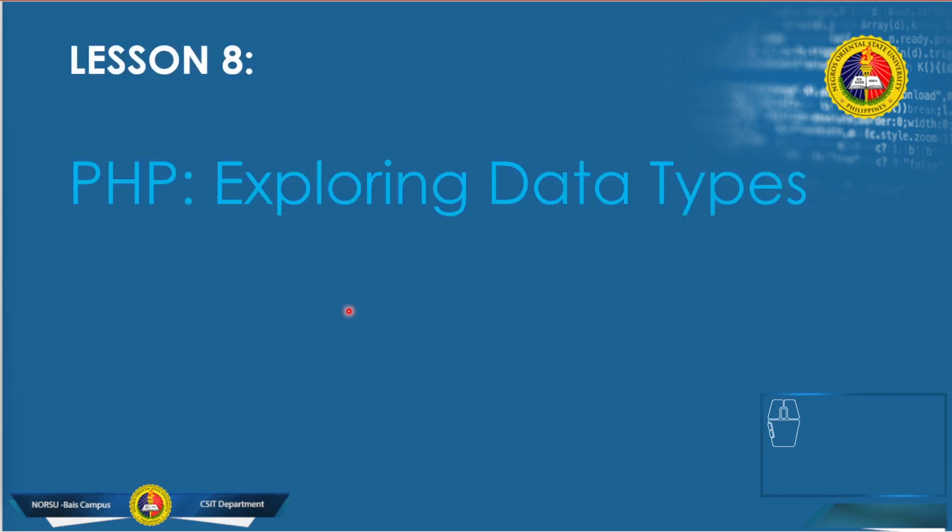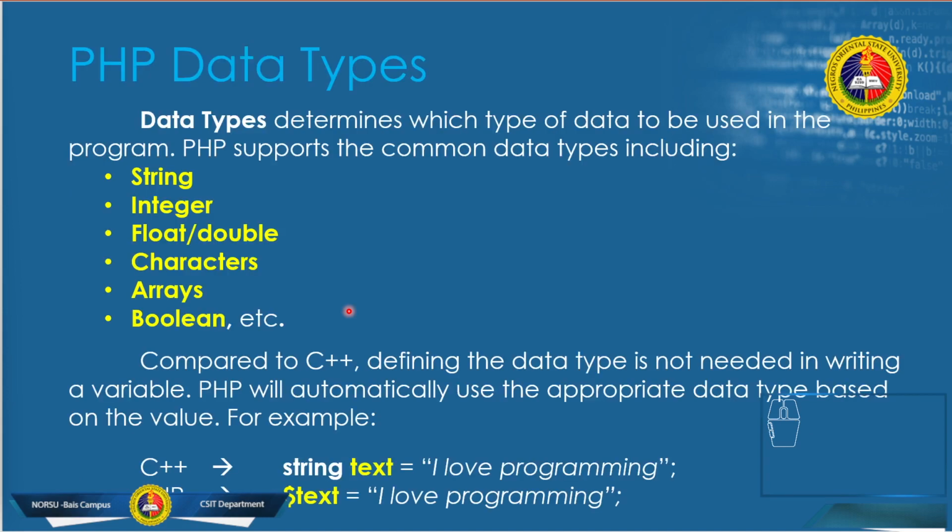Alright, so for our next lesson, PHP: exploring data types. The data type determines which type of data is to be used in the program. PHP supports the common data types including string, integer, float or double, characters, arrays, boolean, etc. Compared to C++, defining the data type is not needed when writing the variable. PHP will automatically use the appropriate data type based on the value.